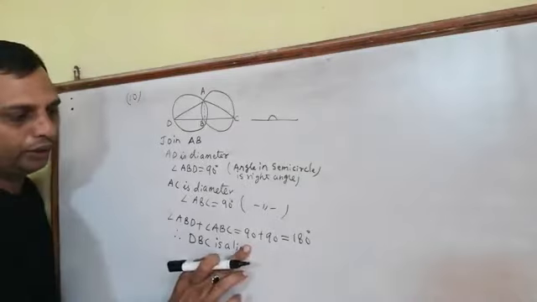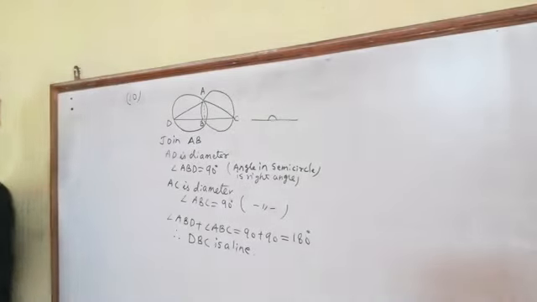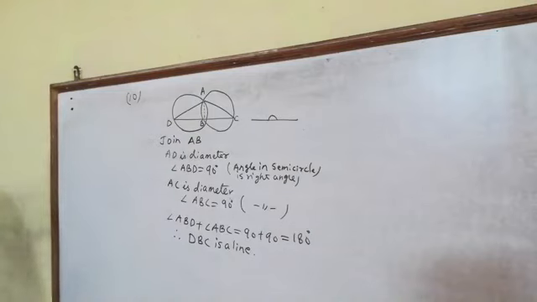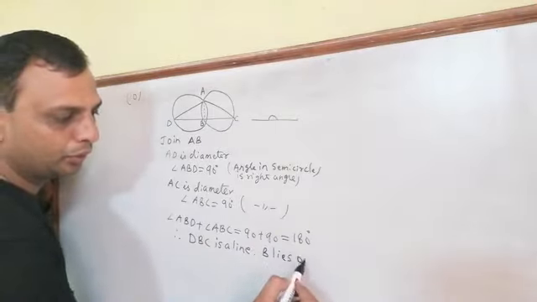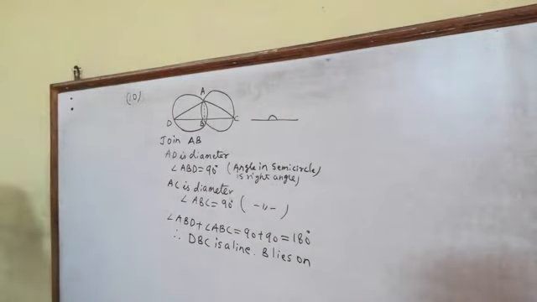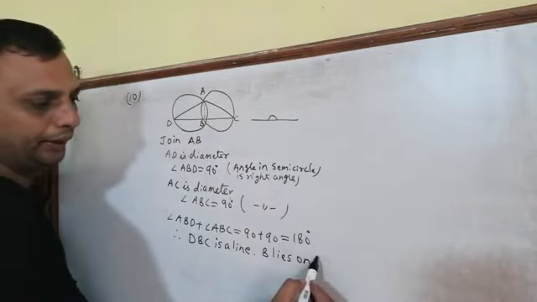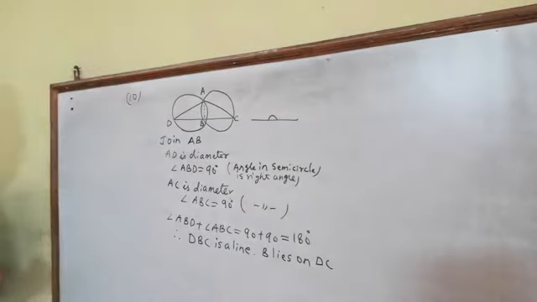DBC is one line, and B lies on DC. B lies on DC. So this is the proof of question number 10.